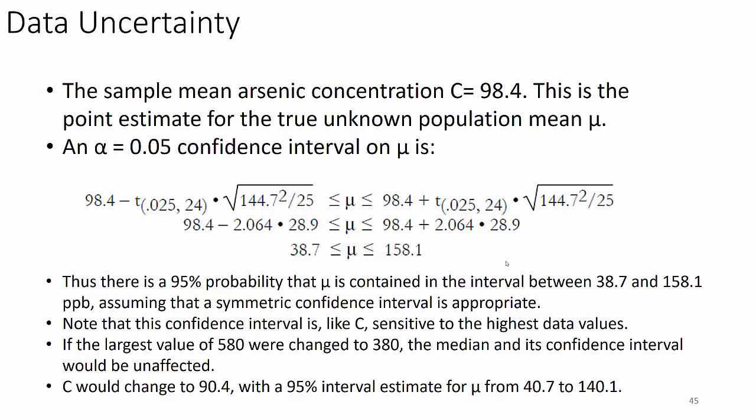I said lead here, it's actually arsenic. Assuming the symmetrical confidence interval is appropriate. This is why symmetry matters about the mean and median. This is why skewness is a problem. When we have skewed data, it can skew our confidence intervals up and down.